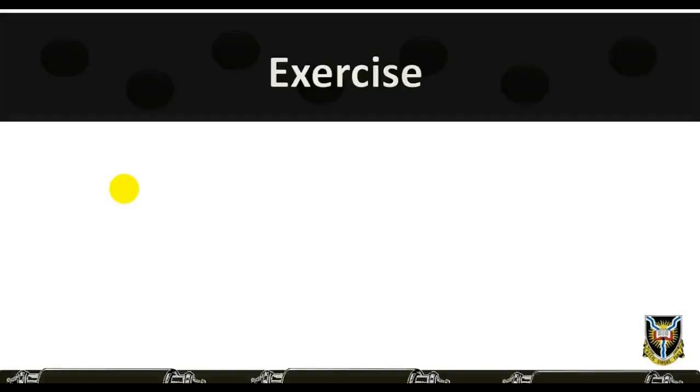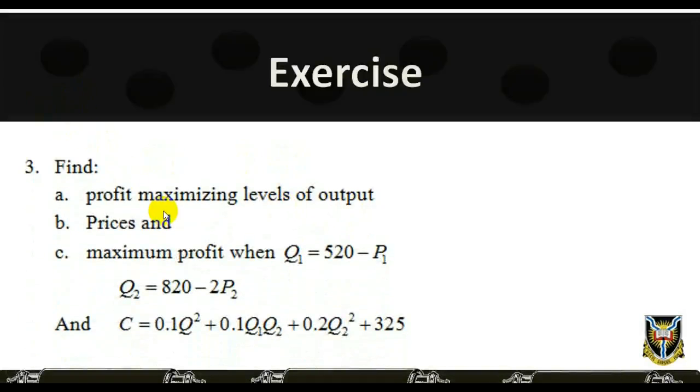3. Find A. Profit maximizing level of output, B. Prices, and C. Maximum profit when Q1 equals 520 minus P1, Q2 equals 820 minus 2P2, and C equals 0.1 Q1 squared plus 0.1 Q1 times Q2 plus 0.2 Q2 squared plus 325.